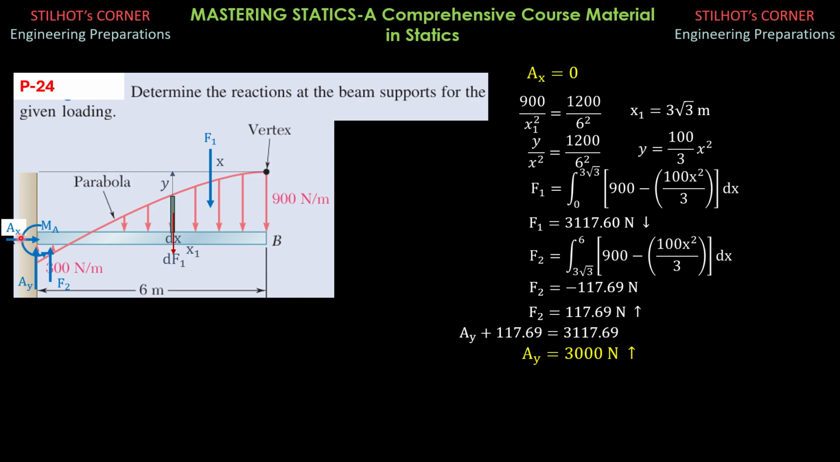Then finally, for moment about A, I select B as the moment center. But before that, let's locate the centroid of this parabola from the right, from the load intensity, as well as the line of action of F2 from the right. And we just use Varignon's theorem.